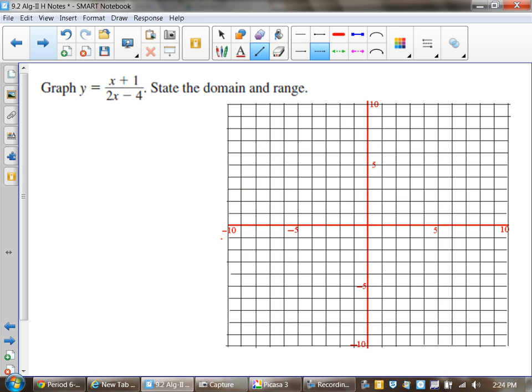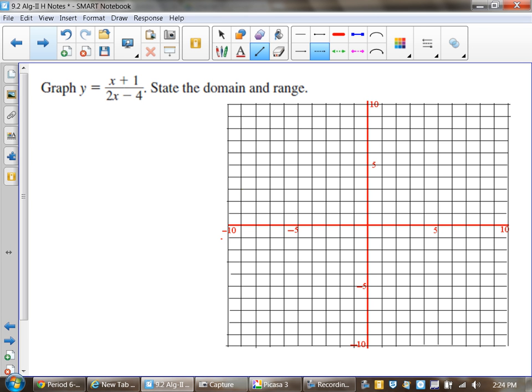Let's look at this one. I have y equals x plus 1 over 2x minus 4. And again, I'm going to go ahead and state out my domain and range. Remember, domain's going to be all of your x values. Your range is going to be your y values. Be careful when you're talking about domain and range with these things because you have asymptotes. That just means that those are the values you can't have, so you never hit that.